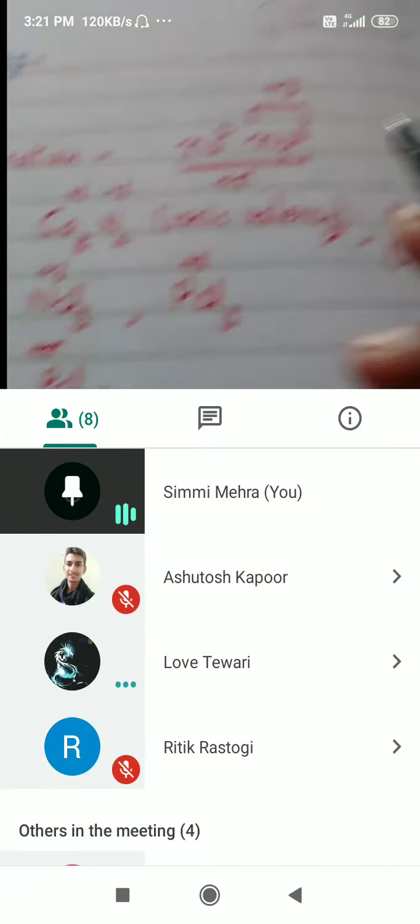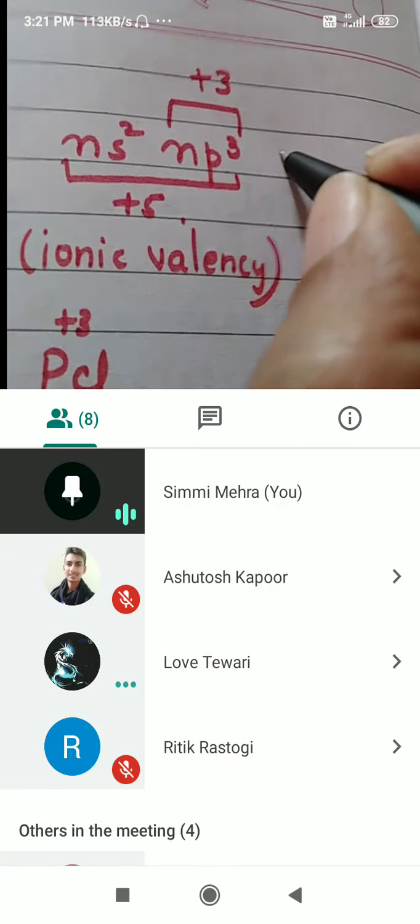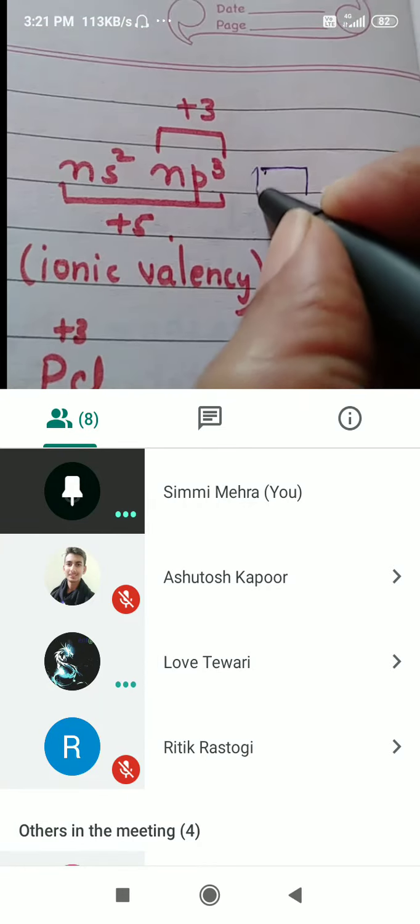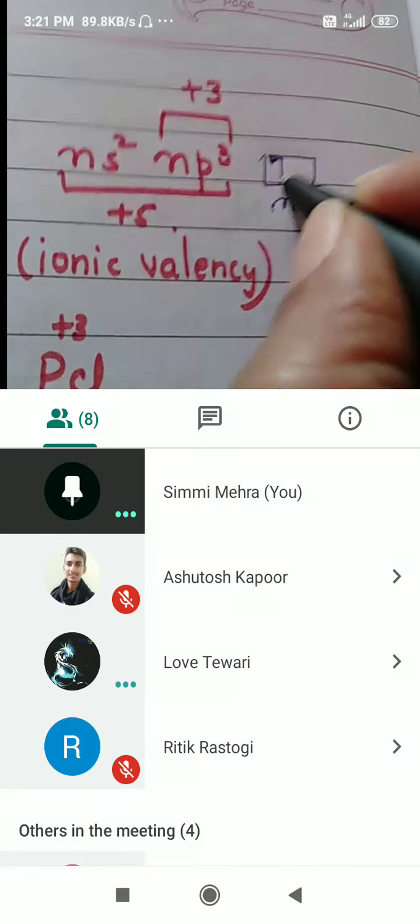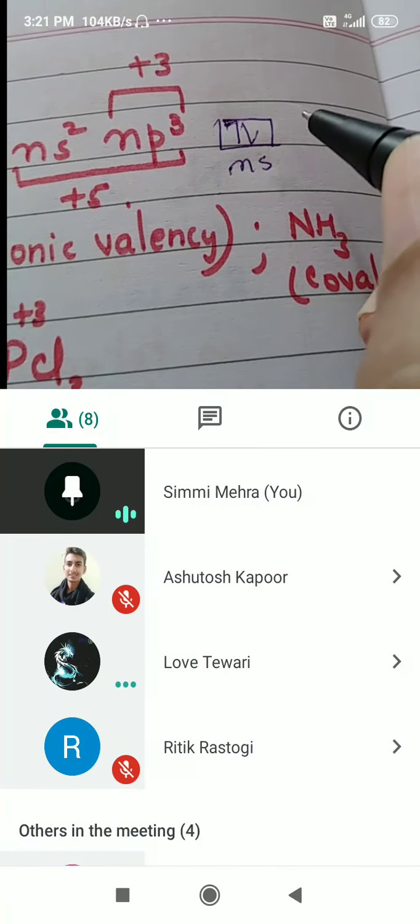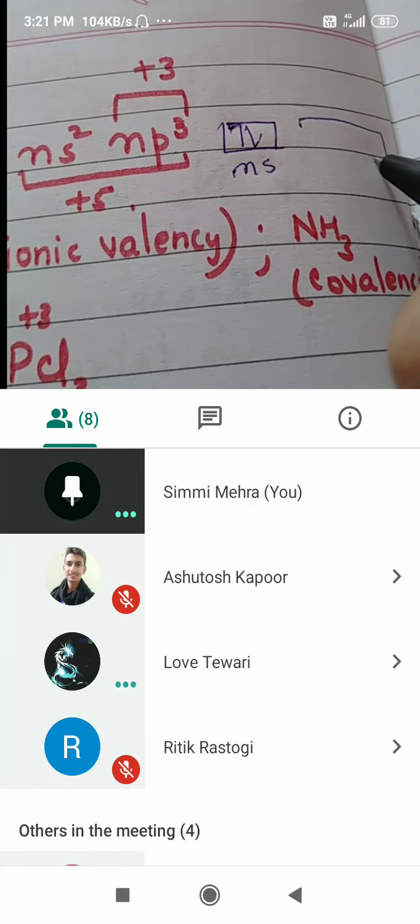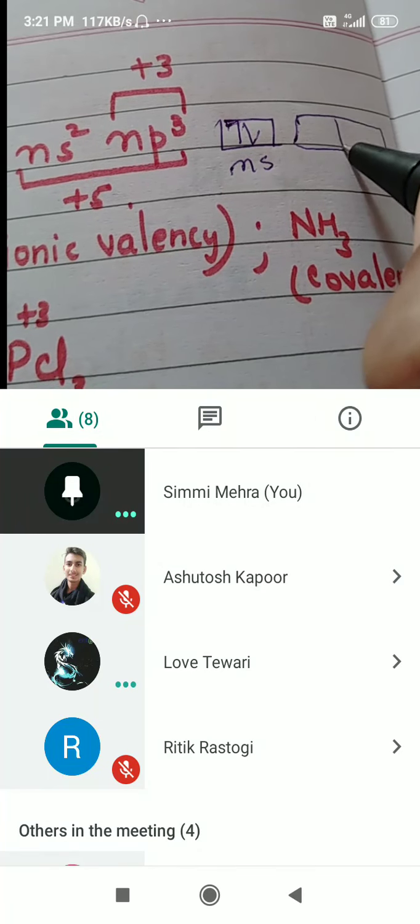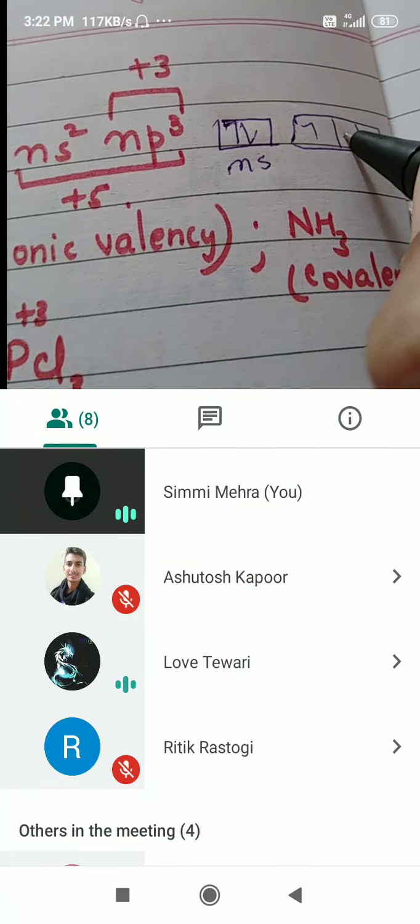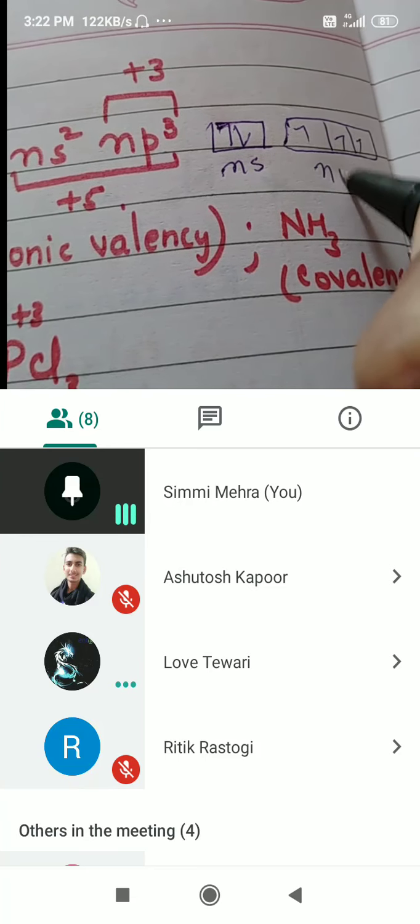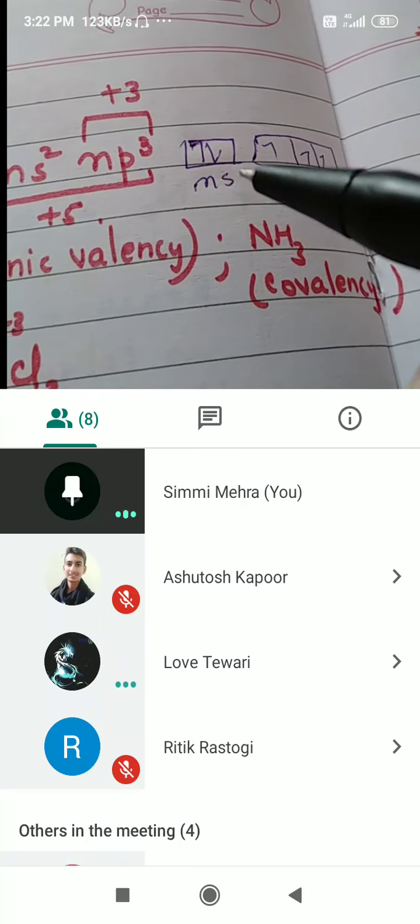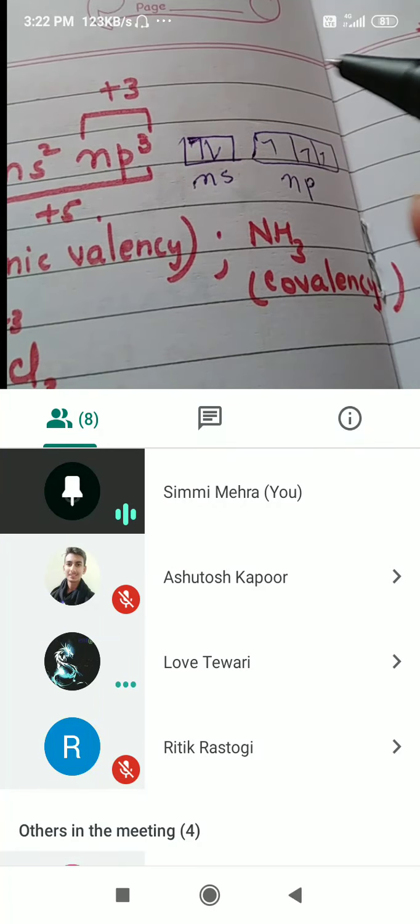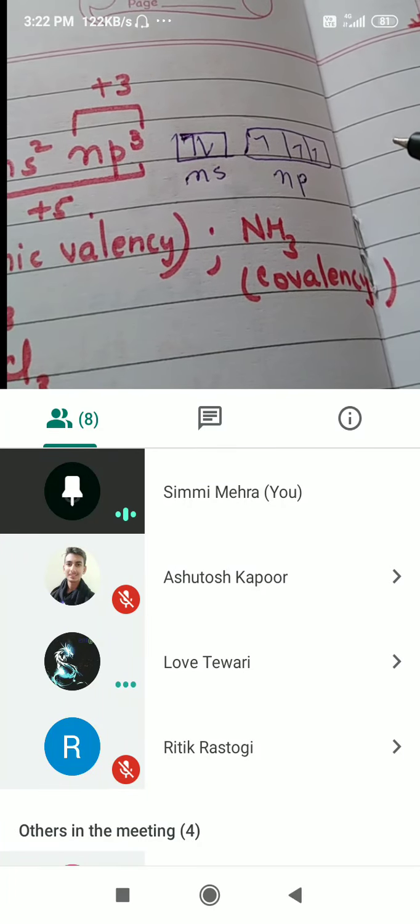Yes. So here, if we have NS2, we will draw like this, and then it will be NP3. Correct? 3 unpaired electrons. Now I'm asking, if it has to form 5 covalent bonds, this has to unpair into an empty d orbital.